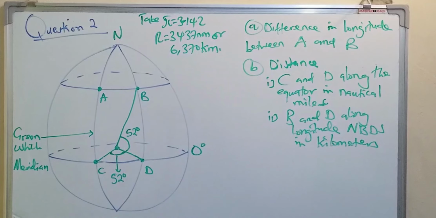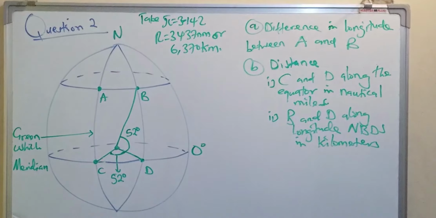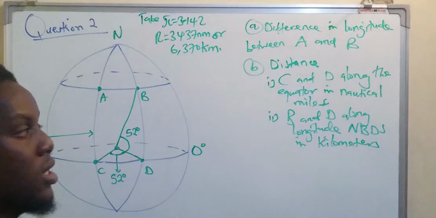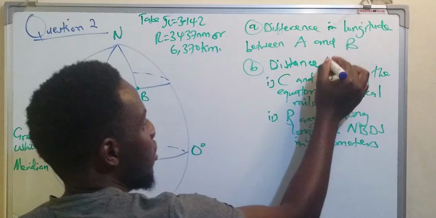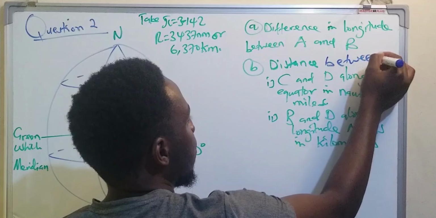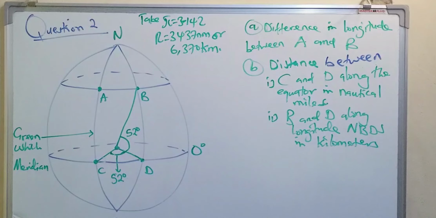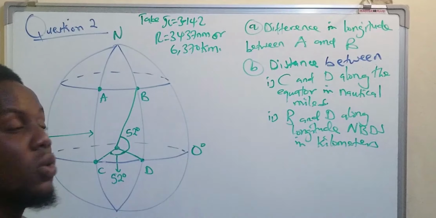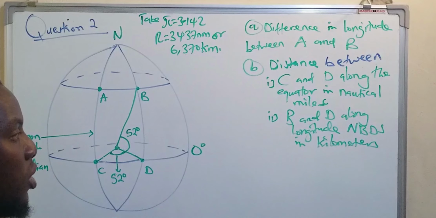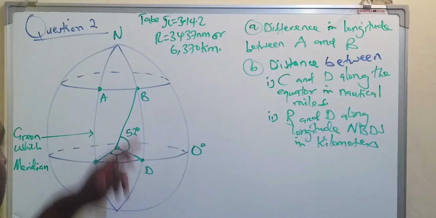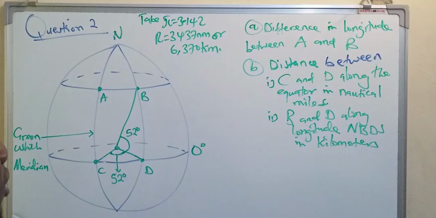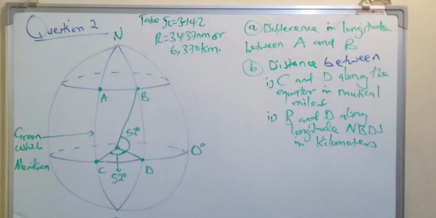We're going to look at the difference in longitude between A and B. We're also going to calculate the distance between C and D along the equator in nautical miles. We're also going to calculate the distance between B and D along that longitude in kilometers.